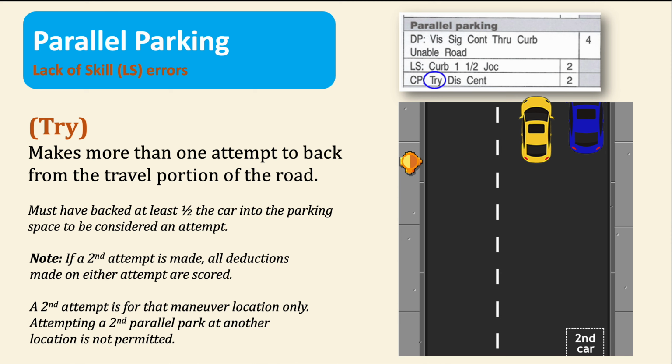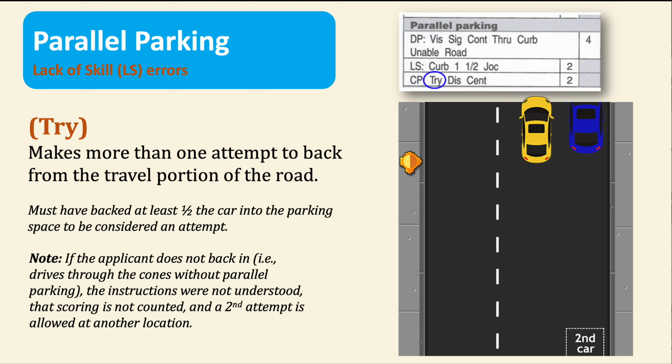Now remember, if a second attempt is made, all those deductions made on either attempt are scored. So if they hit the curb, come back out, try again, hit the curb again, you're scoring both those curb bumps. A second attempt is made for that maneuver location only. Attempting a second parallel park at another location is not permitted. There is an exception for this. I want you to read the examiner guidelines to see what that is.